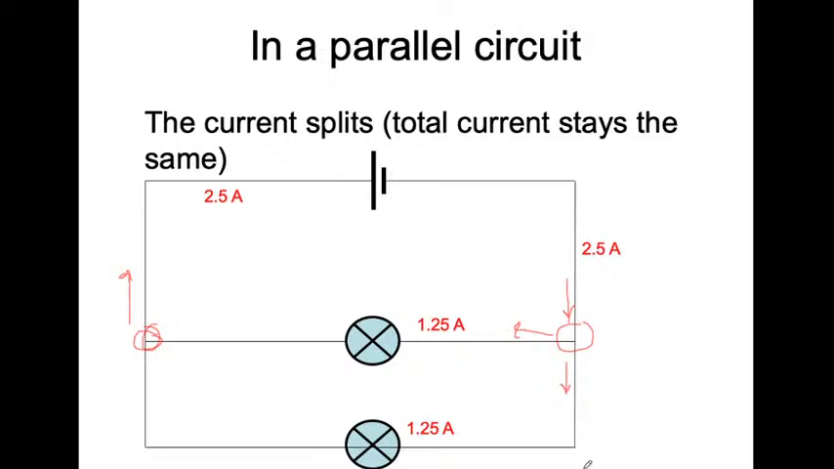So even though the current splits, we can't create or destroy charge, right? And by extension, we can't create or destroy current because current is charge per second. So in this isolated circuit, since charge can't be created or destroyed, our total current needs to stay the same. So what goes into our cell must equal what goes out of the cell. So parallel circuits do get more confusing, and that's because we're having our flow splitting at these ever important intersections.